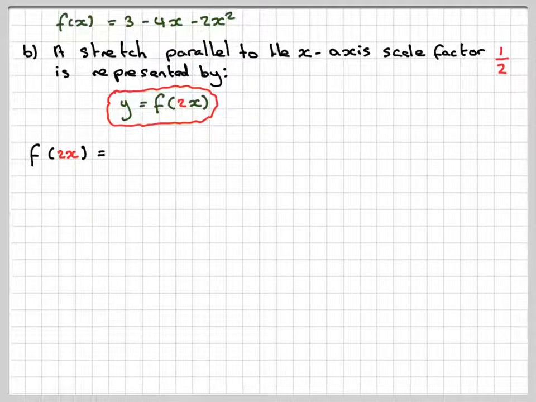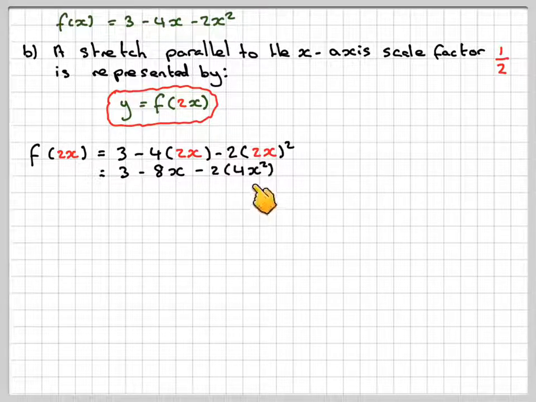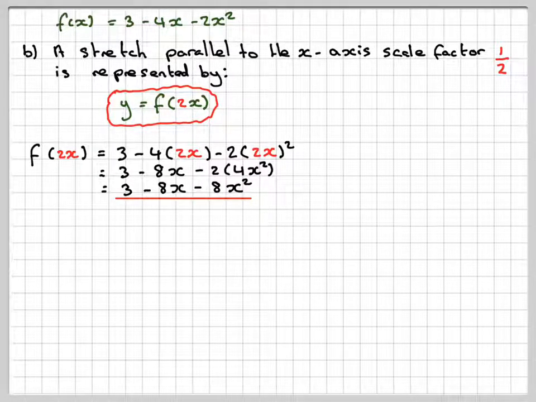So f of 2x is going to be equal to 3 minus 4 times 2x minus 2 times 2x all squared. So that's going to be equal to 3 minus 4 times 2, which is minus 8x. And then we'll just do this one stage at a time. So 2x all squared becomes 4x squared. So it'll be minus 2 brackets 4, squaring the 2, x squared, squaring the x. And then the final line, we've got 3 minus 8x. So I'm going to have minus 2 times 4, which makes minus 8x squared.